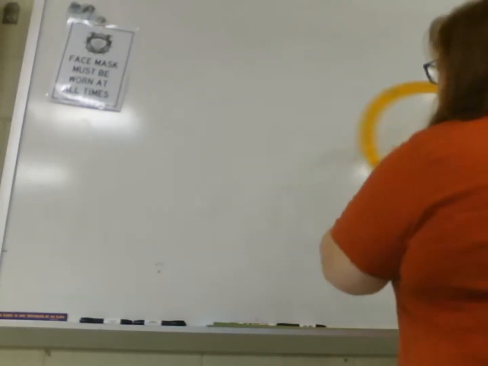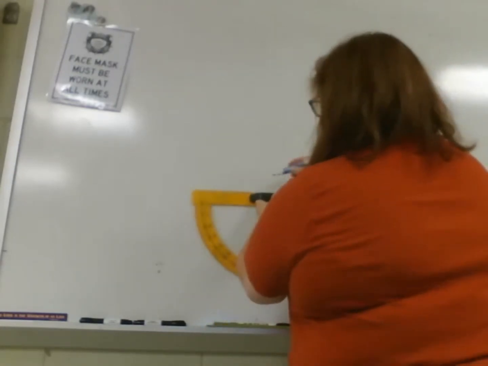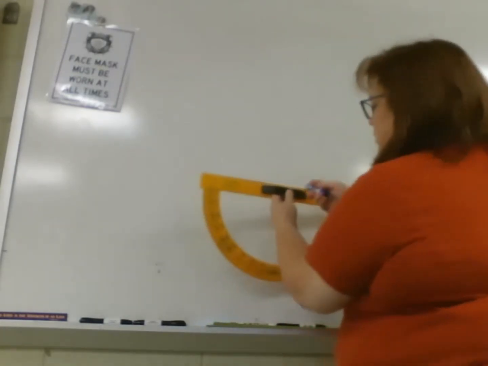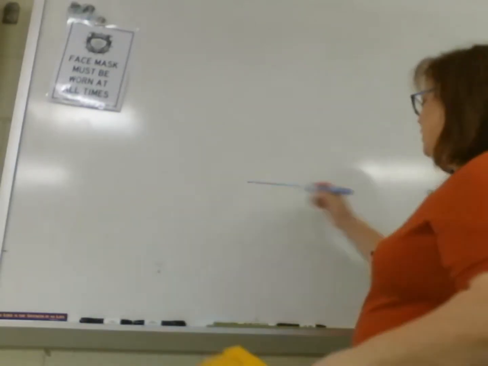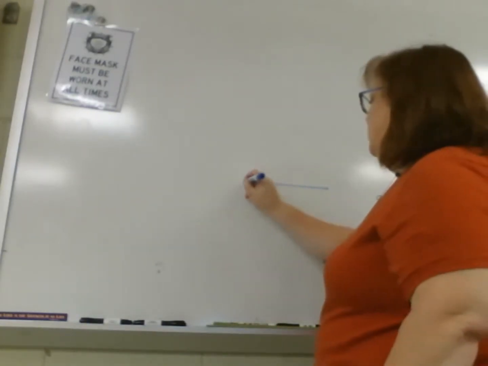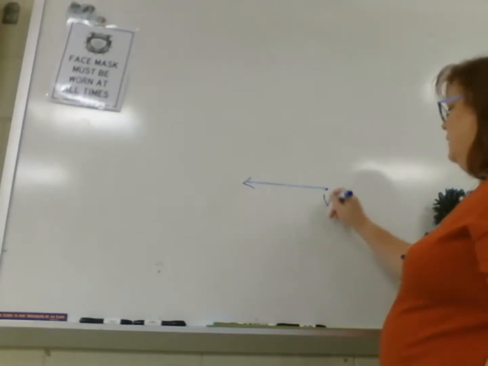So you're going to need a ray, a nice, neat ray. Don't do it freehand and do it sloppy. So take the edge of your protractor and make yourself a ray. It does not matter which end you start on. I'm going to start right here. And that means the other end is going to be my vertex.